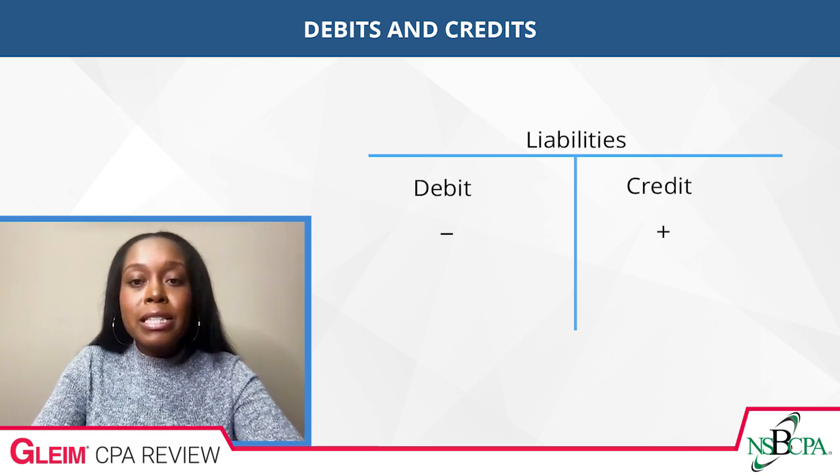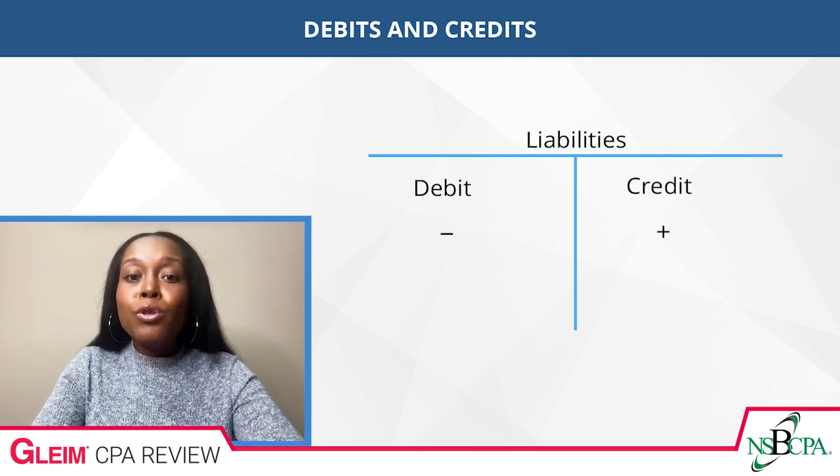Now, we switch sides when we talk about any accounts with a normal credit balance, such as liabilities. The normal balance side for liabilities is the credit side. To show an increase to a liability account, you credit the liability account. To show a decrease to the liability account, you debit the account.